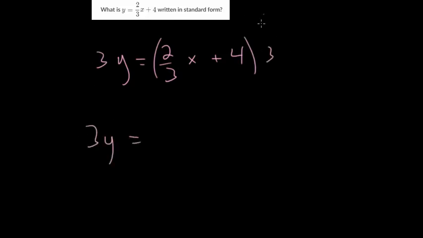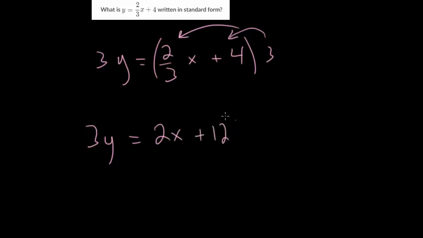So we need to, again, write this in standard form. It's currently written in point-slope form. To change it, what I first want to do is get rid of this fraction. So I'm going to multiply everything by 3. So I get 3y on the left. And then this 3 is going to distribute to both of these terms. When you multiply 3 by this 2/3 x, the 3's cancel out, and you just get 2x. But then when you multiply the 3 by the 4, 3 times 4 is 12.